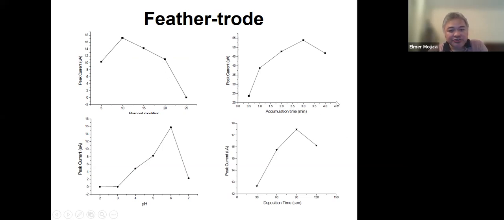And then accumulation time. So usually the longer the accumulation time, the more metal that will accumulate. But we could see meron siya ring tinatawag na max. After that, hindi na siya makaka-accumulate, or we could say all the binding sites have already been used. And then we also determine the pH, from pH 2 to pH 7. And then we also determine the deposition time. Ito yung pag-convert doon sa na-accumulate na Pb2+, we convert it to Pb0.